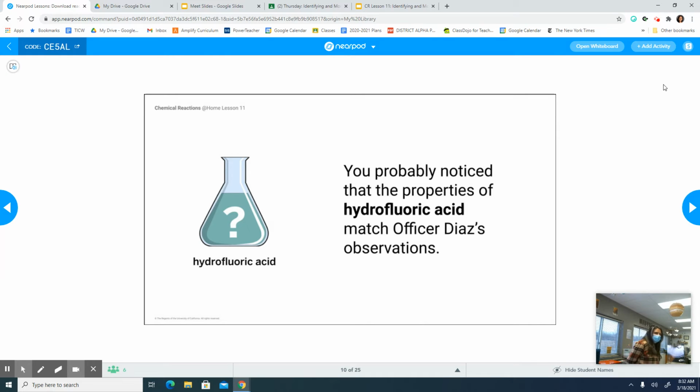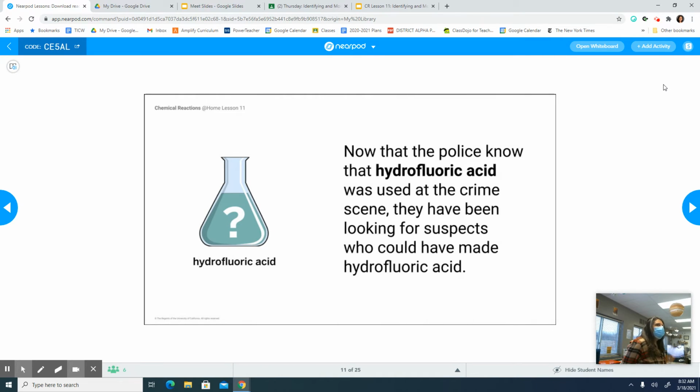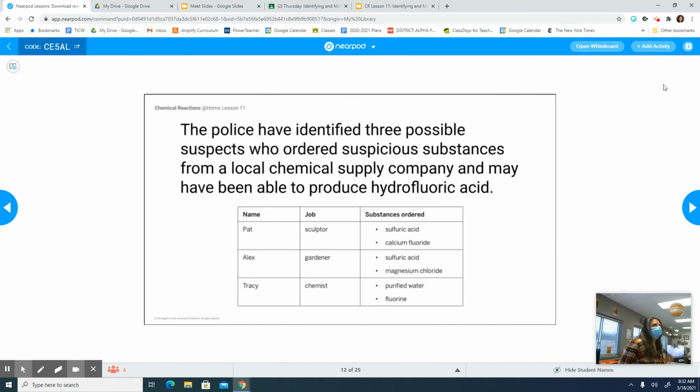So as we said, we noticed that the properties of the hydrofluoric acid match Officer Diaz's observations. Now that the police know that the hydrofluoric acid was used at the crime scene, they have been looking for suspects who could have made the hydrofluoric acid. Police have identified 3 possible suspects who ordered suspicious substances from a local chemistry supply company and may have been able to produce this hydrofluoric acid. So we have Pat, Alex, and Tracy.